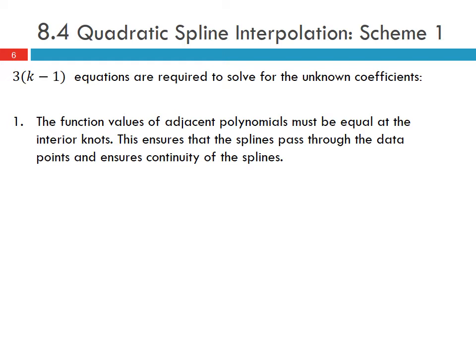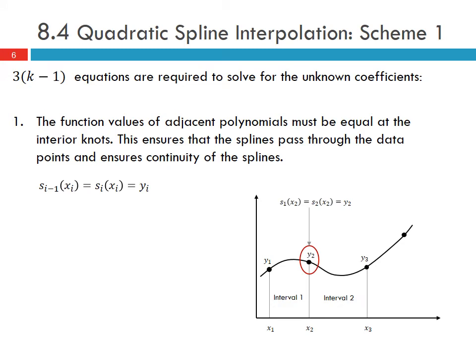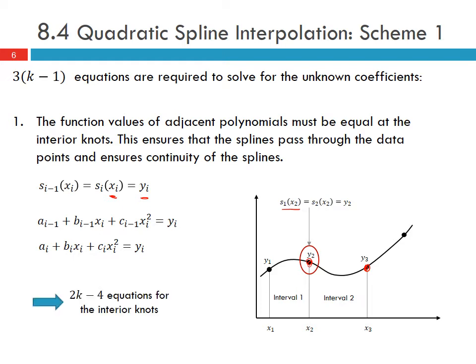First, the function values of adjacent polynomials must be equal at the interior knots. This ensures that the splines pass through the data points and ensures continuity of the splines. At all of the interior knots, the function values have to be equal, and they have to be equal to our data point. We can write this as s_{i-1}(x_i) = s_i(x_i), and they're both equal to y_i. We can write this in terms of our a's, b's and c's. This gives us 2(k-2) equations for the interior knots.